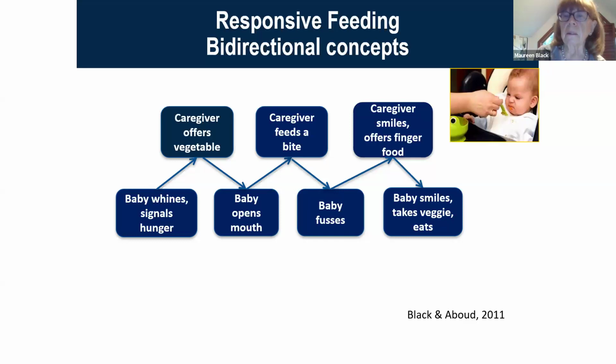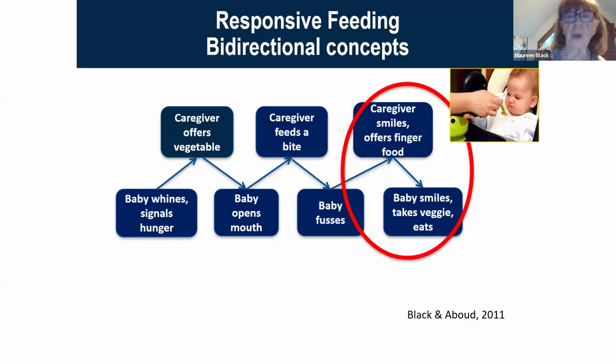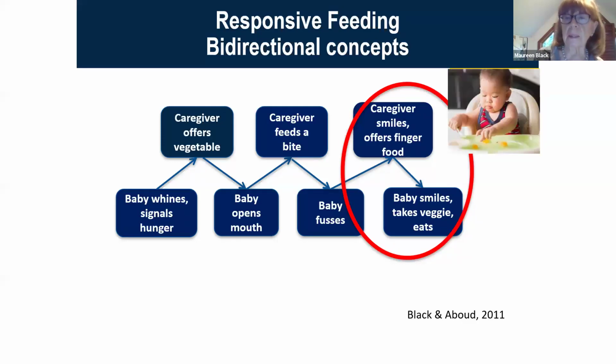Next. This is what fussing might look like. And then the caregiver smiles and offers finger food. So changes directions a little bit, but very responsive. And then next, the baby smiles. Next. And eats the veggies. So responsive caregiving is being tuned into your child and being able to read your child's emotions and to react, to make a change that's consistent with where you're going. So it's a lovely concept, but it's often not well understood.